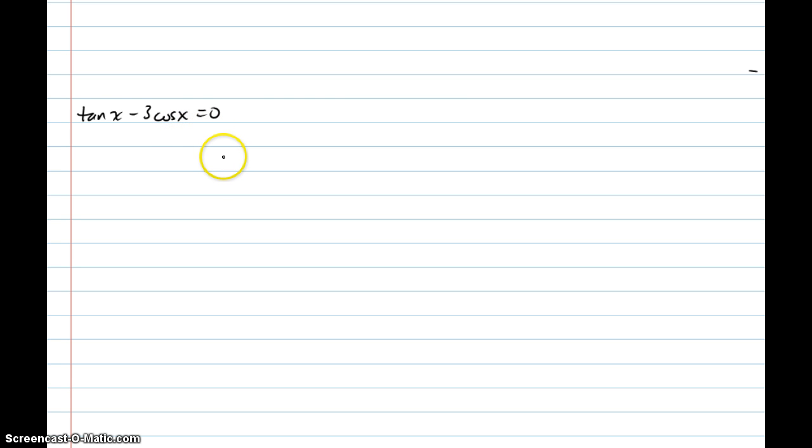So the first equation I want to look at is tangent of x minus 3 cosine of x equals 0. You may be thinking to yourself, wait a minute, I see a tangent of x and a cosine of x, how can I possibly do it with two different trig ratios in there? Well, one of the things you want to remember is that we can use the definition of the trig functions to help simplify this a little bit.